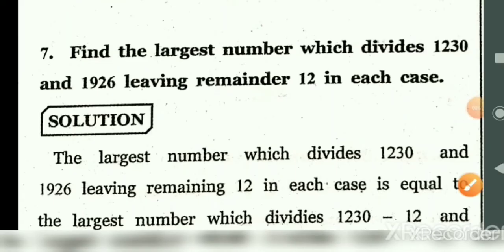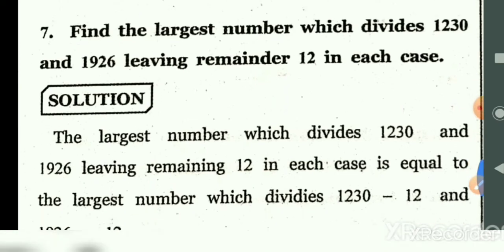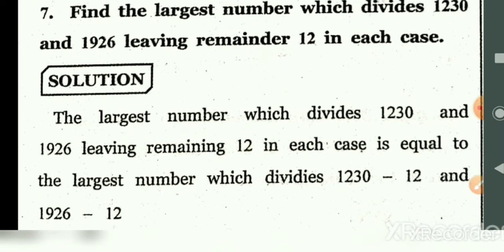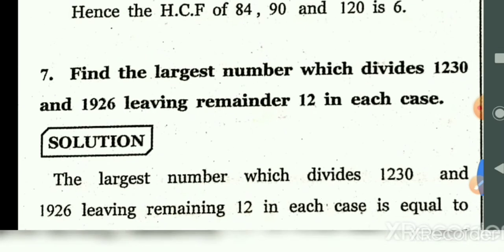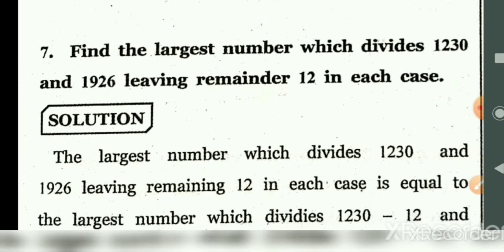Next, question number 7. Find the largest number which divides 1230 and 1926 leaving remainder 12 in each case. First of all, we have to find which number divides both numbers, the largest number, leaving the remainder 12 in each case.